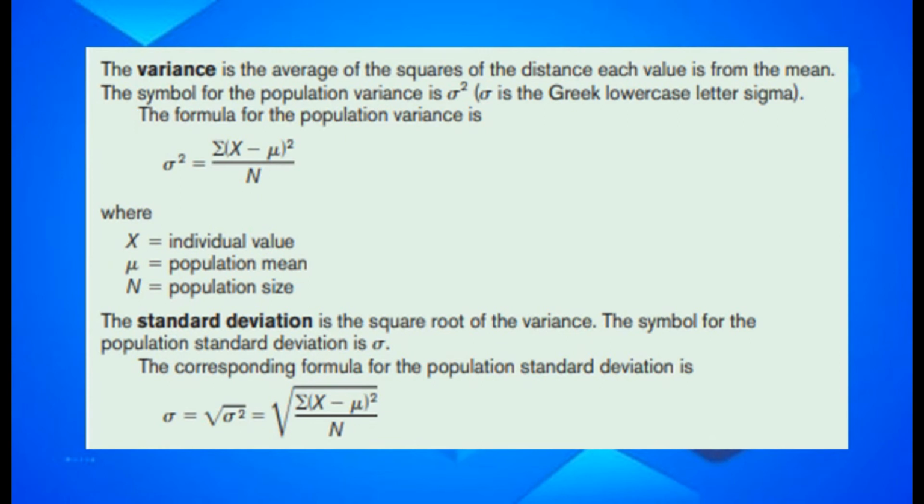The symbol for the population standard deviation is sigma. The corresponding formula for it is sigma equals the square root of sigma squared, which equals the square root of the summation of the quantity x minus mu, or mean, quantity squared, over N.